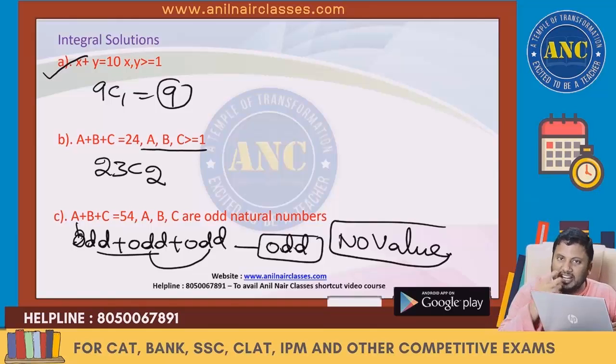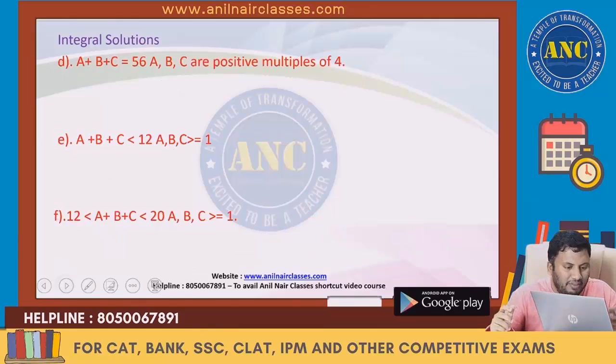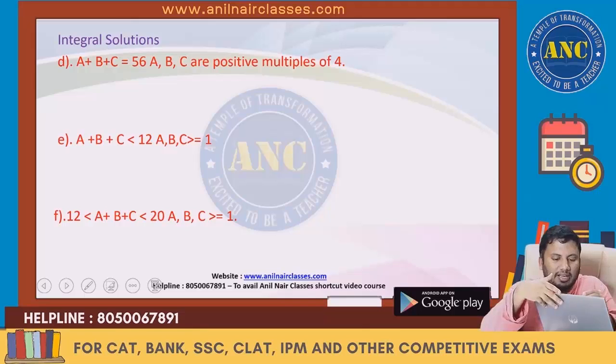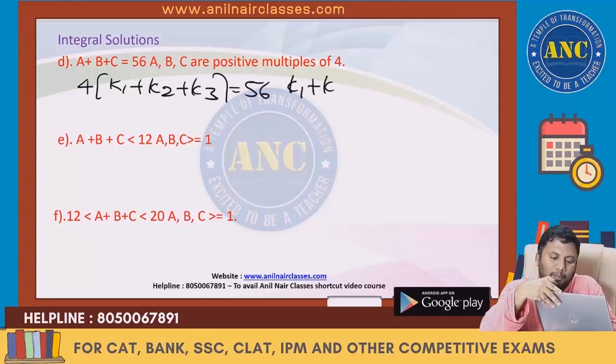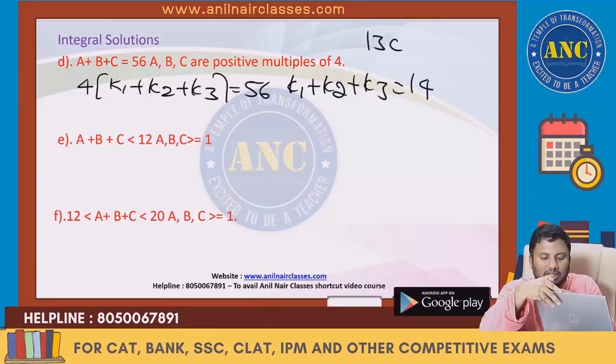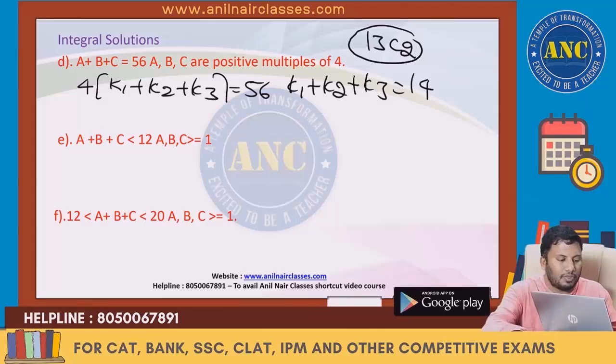I hope it is clear. Something which we will do very fast because we have discussed. It is positive multiples of 4. 4 into k1 plus k2 plus k3 is 56. k1 plus k2 plus k3 is 14. Answer is 13C2.